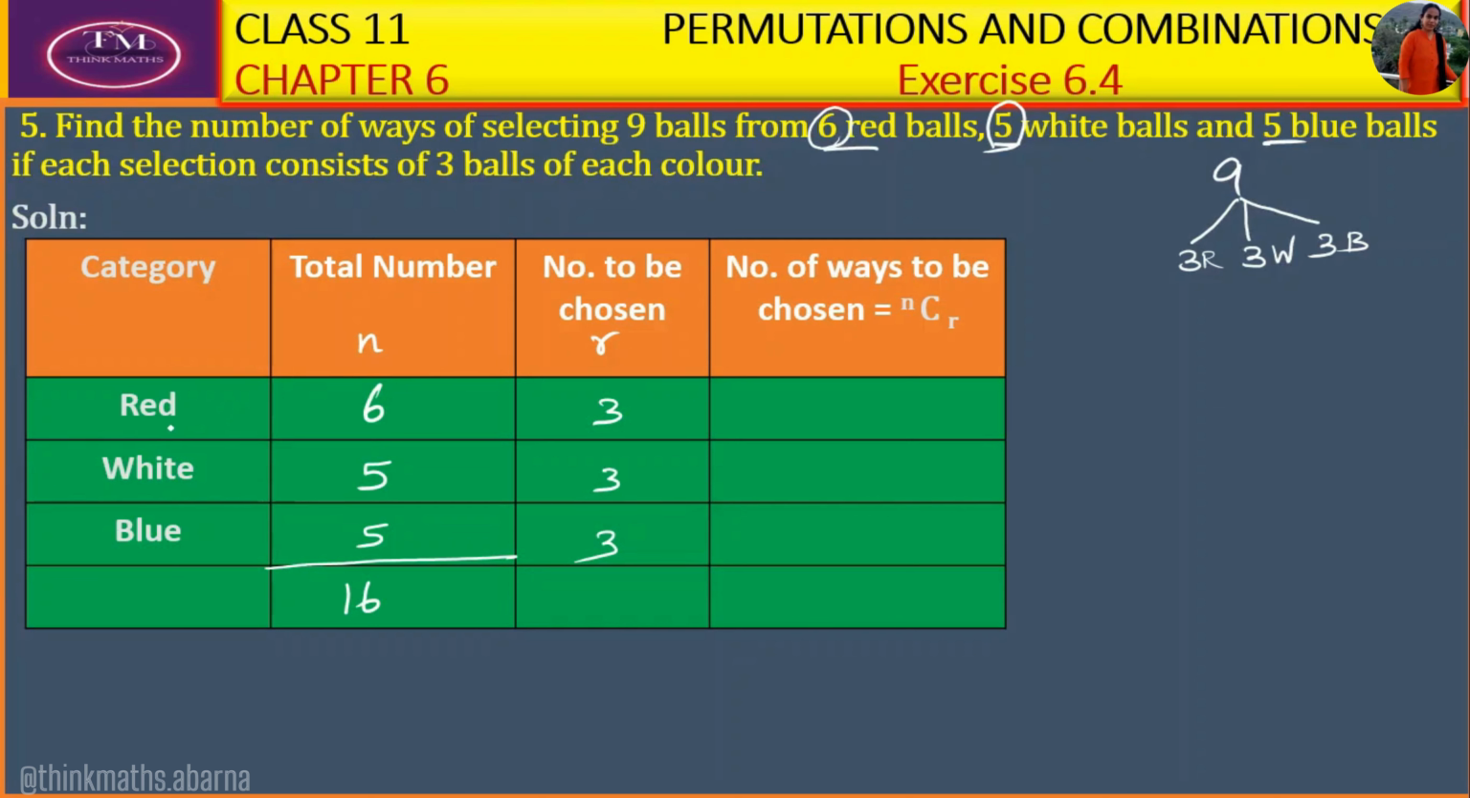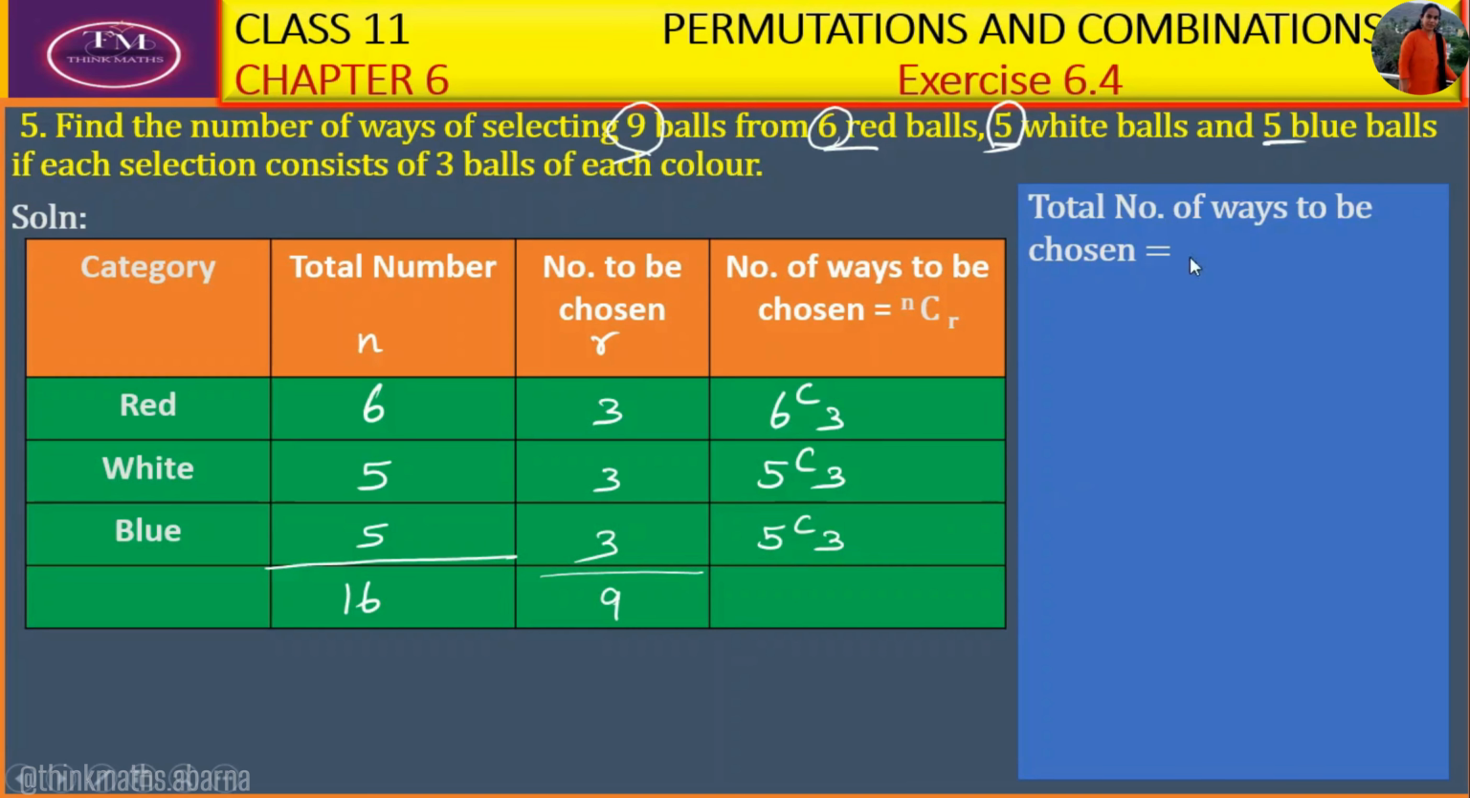Number of ways to choose red color: out of 6, we have to choose 3. Out of 5, we have to choose 3 white balls. Out of 5 blue balls, we have to choose 3 blue balls. This is the target. Here, the total should be 9. So we have to choose 9 balls. Total number of ways: we have to multiply all these. 6C3 into 5C3 into 5C3.